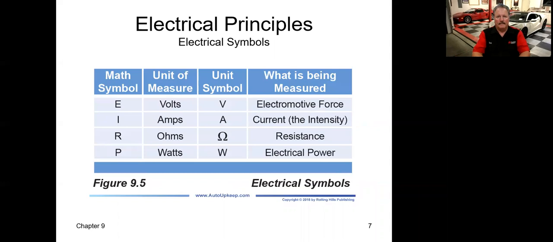Electrical symbols, you'll see these in maybe different ways. The math symbol for volts is E, and the unit symbol is a V for voltage. Amps is I for intensity. We measure current with amps, and so they use an A there. The unit of measure for resistance is ohms, and there is a little symbol for ohms. And watts is electrical power. We don't really deal with that a whole heck of a lot in automotive electrical systems.